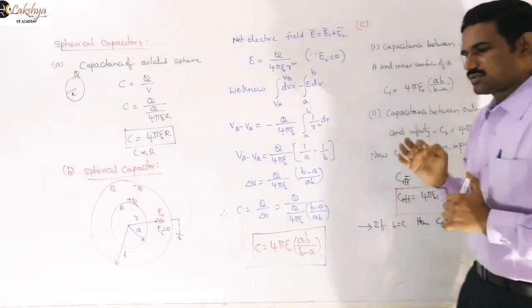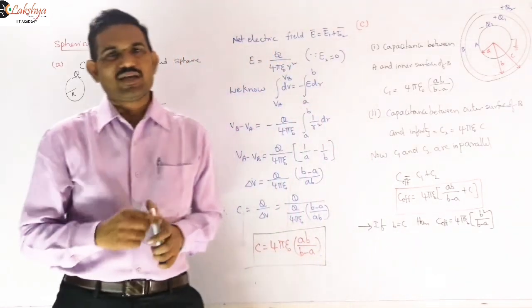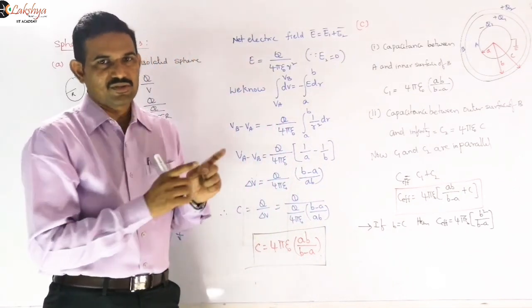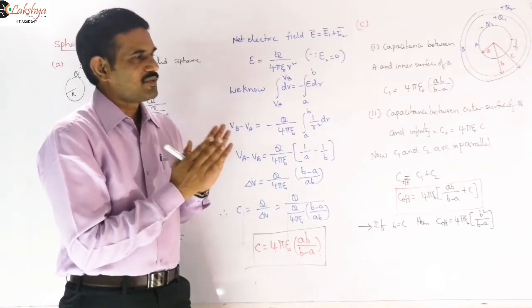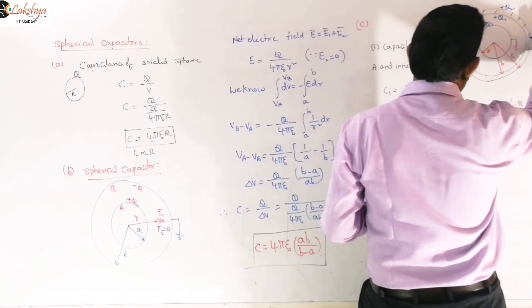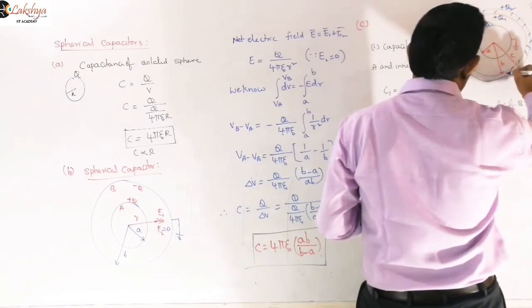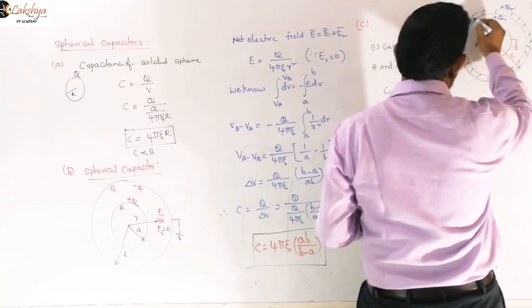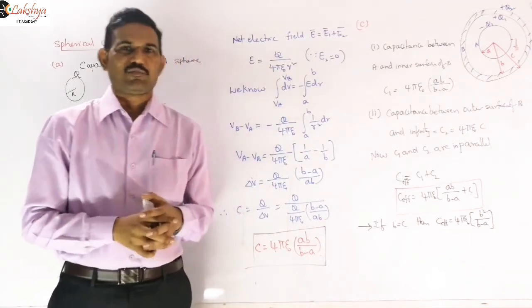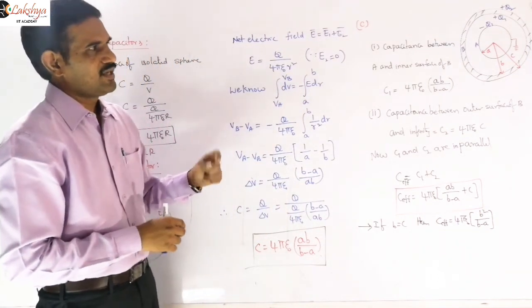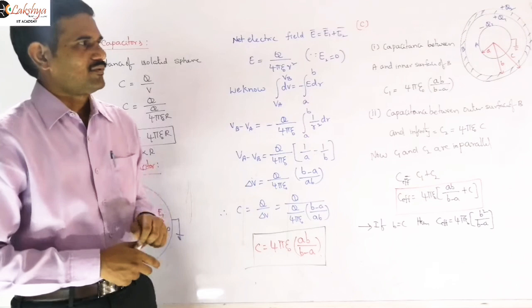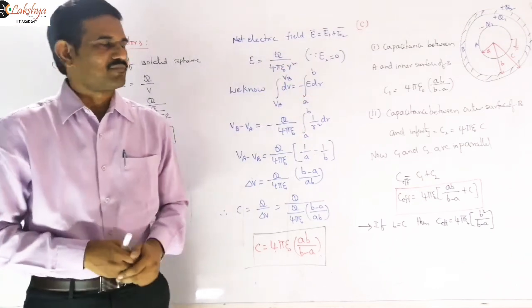When an earthed spherical shell is surrounded by a thick spherical shell, thick, that means we are taking A and B, where B has an inner and an outer surface. This B is not only one surface, it is totally one spherical shell. This is the thickness we need to mention here. Surrounded by a thick spherical shell B of inner radius B and outer radius C, then the capacitance of such a system is given by... So we are now calculating the capacitance of such a system.